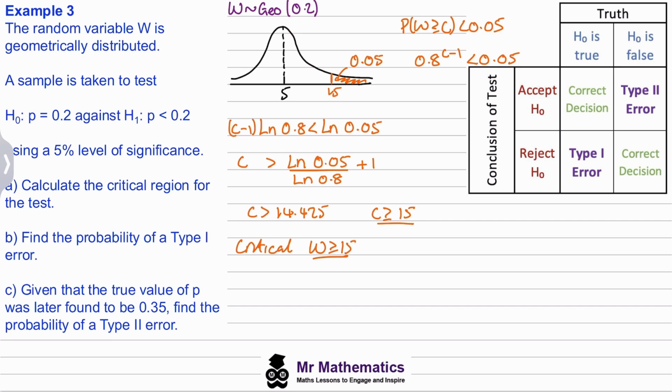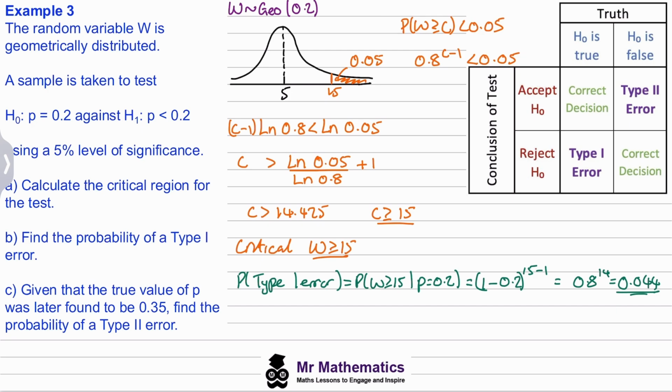Then for part B, the probability of a type 1 error is when we reject H0, so we must be in this critical region, given that H0 is true, so given this model is true. So this will be the probability of W being greater than or equal to 15 given that p equals 0.2, which will be 1 minus 0.2 to the 15 take away 1, so 0.8 to the power of 14, which gives us 0.044, okay?